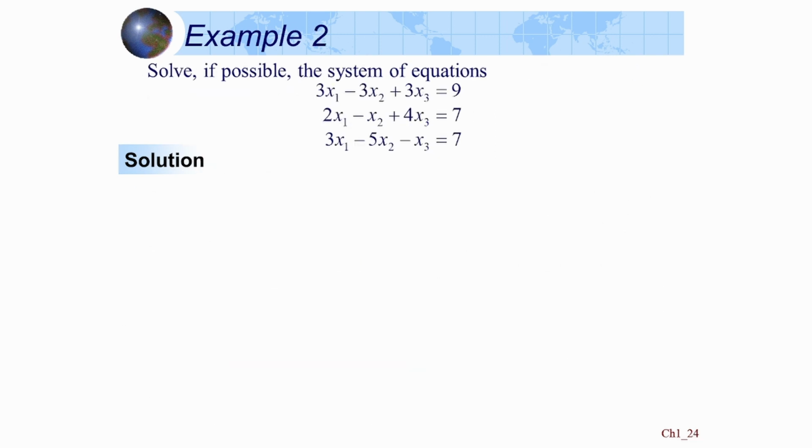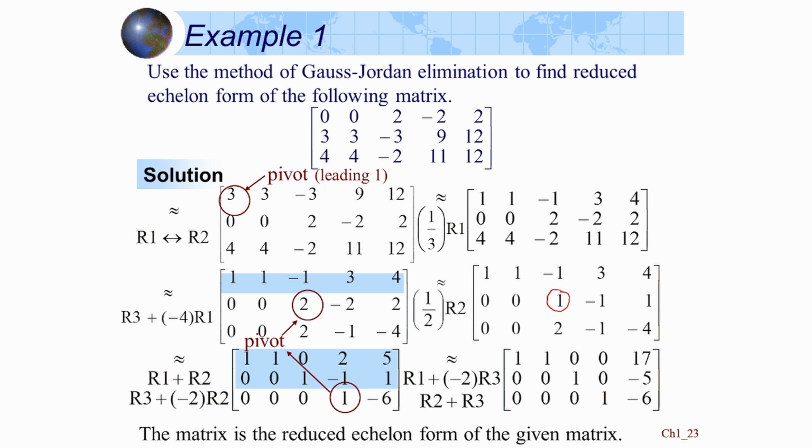Oh, yeah, this example was just about finding a reduced echelon form. Let me write the solution here indeed. I just like to write also the solution. It's not difficult. Okay, so let me write.